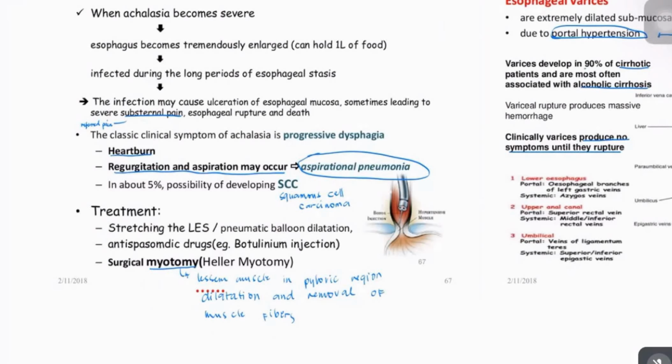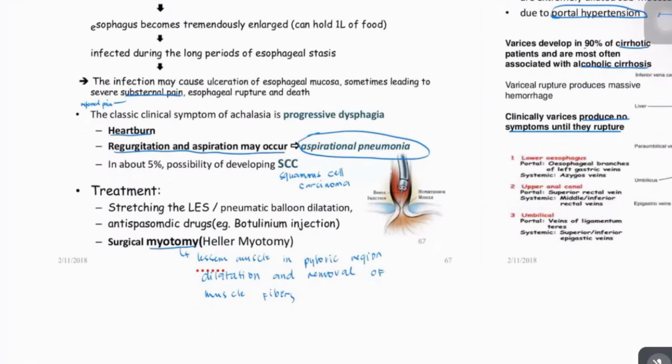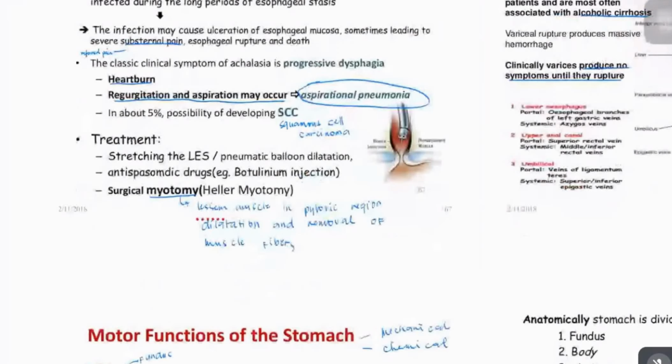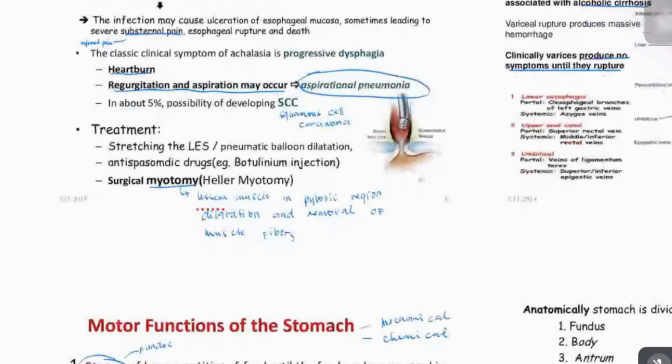Okay? The classic clinical symptom of your achalasia is progressive dysphagia. So there is heartburn, regurgitation, and aspiration may occur. This is called your aspiration pneumonia because of that damaged LES. Okay? There is about a 5% possibility of developing SCC or squamous cell carcinoma.